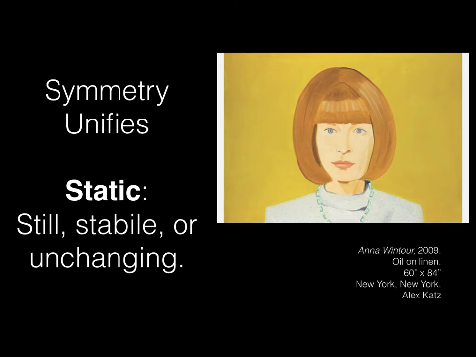So symmetry unifies. In the last one, we talked about this painting of Anna Wintour. Another thing that makes this piece not only really balanced, but also really static. So she seems to be totally not moving. Maybe she's even sitting. Maybe she's someone who died, who we are looking at from a long time ago. But basically, she just feels really static, and static is still, stable or unchanging.